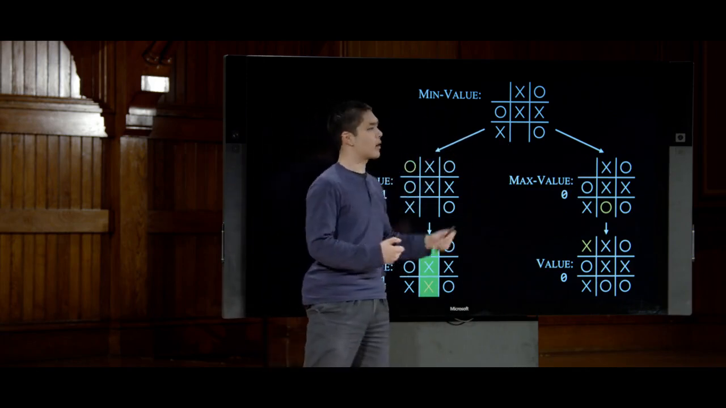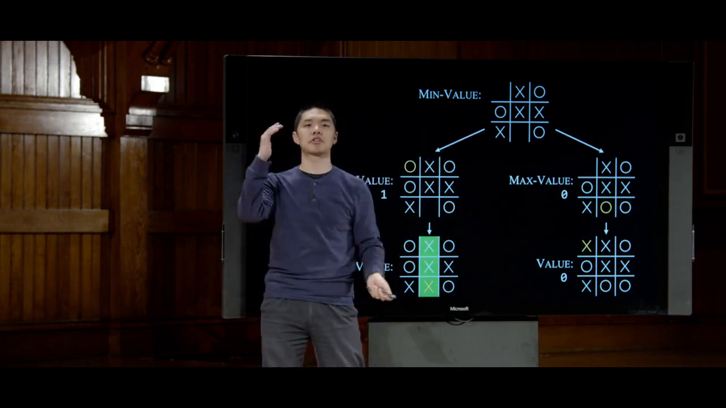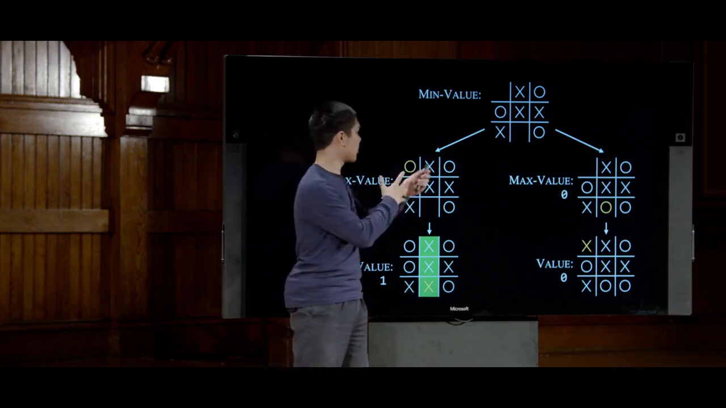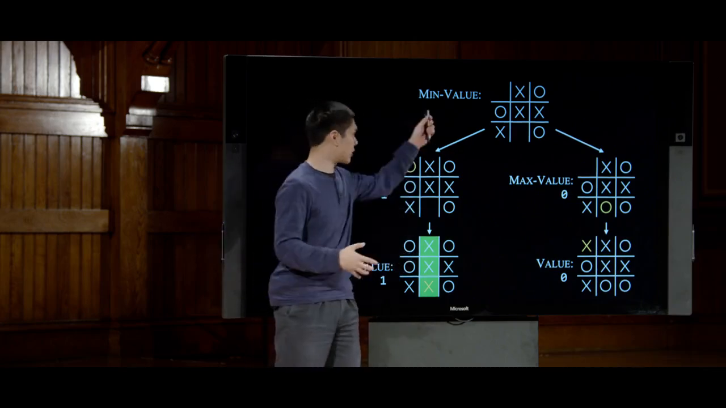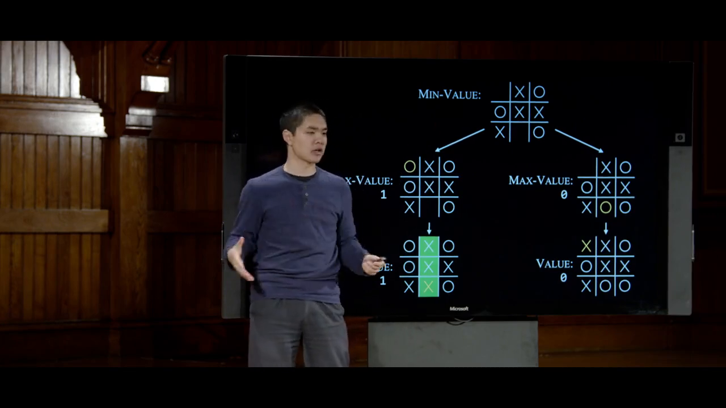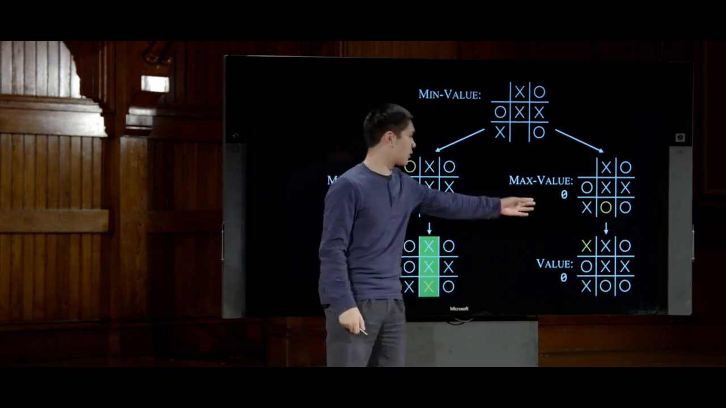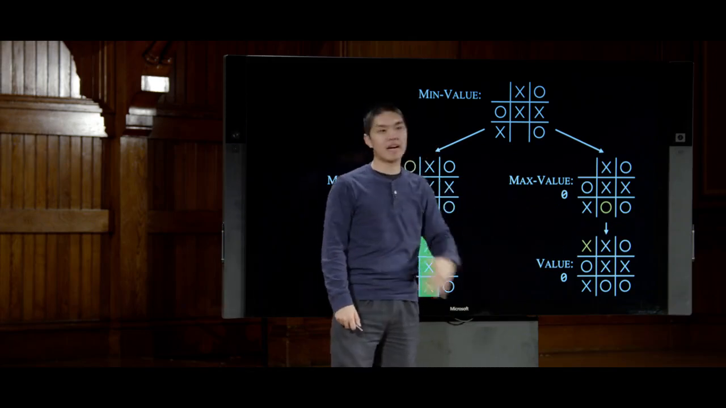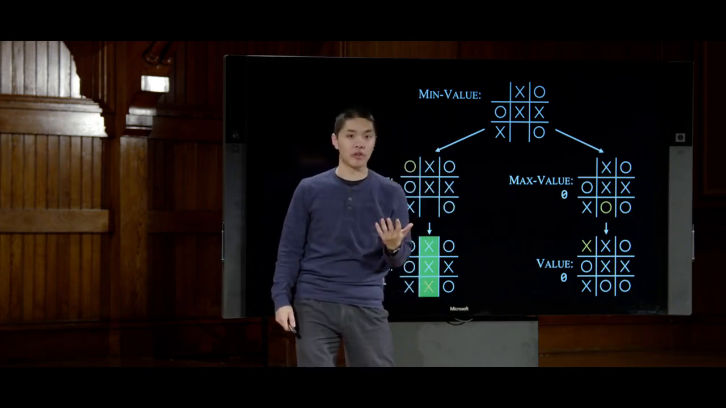And as the min player, I would rather choose the option with the minimum value. So whenever a player has multiple choices, the min player will choose the option with the smallest value. The max player will choose the option with the largest value. Between the 1 and the 0, 0 is smaller, meaning I'd rather tie the game than lose the game.